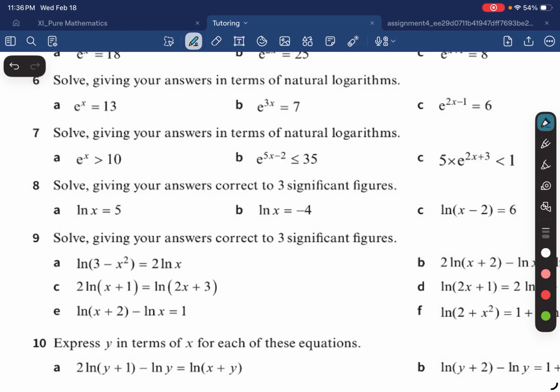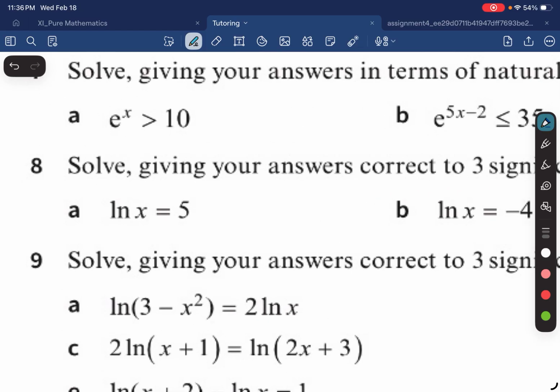Solve giving your answer correct to 3 significant figures. Well, if I see e to the something, then I know I have to take the natural log. If I see the natural log, then I just exponentiate it, so I just put it in the exponent. And therefore, I know that this side just collapses to x. We get e to the power 5, and e to the power 5 is 148 to 3 significant figures.